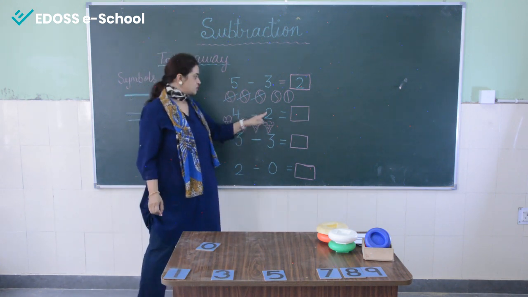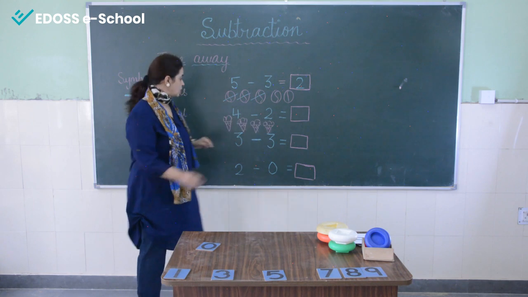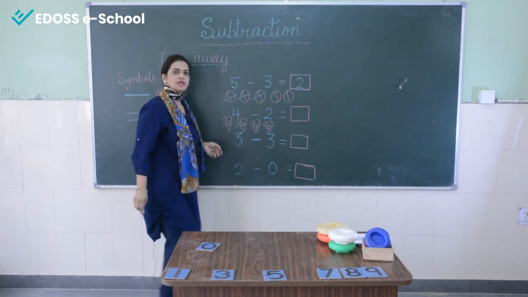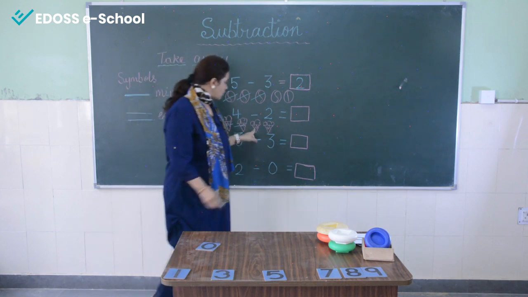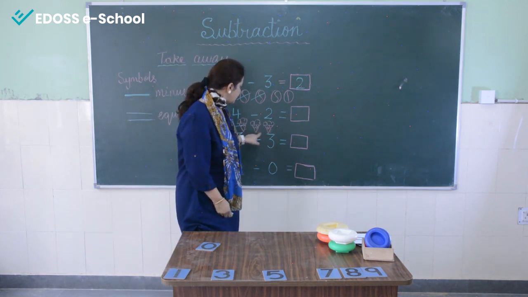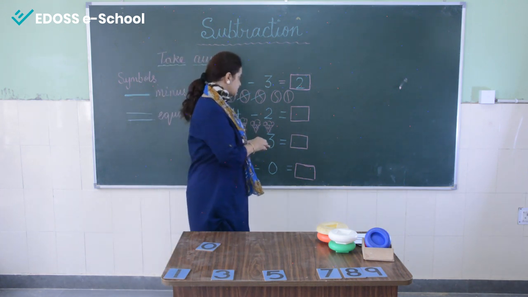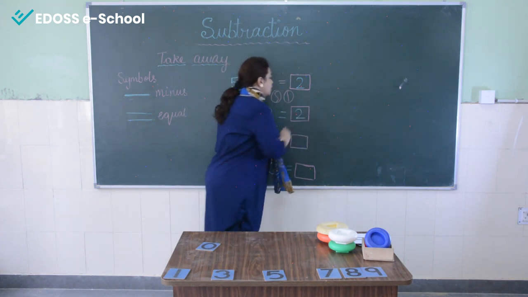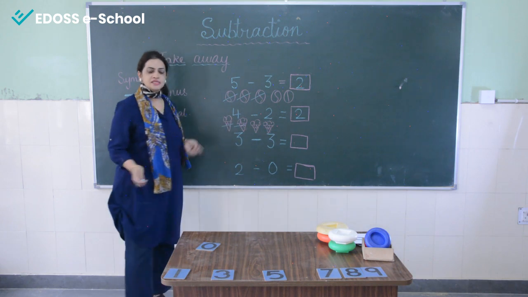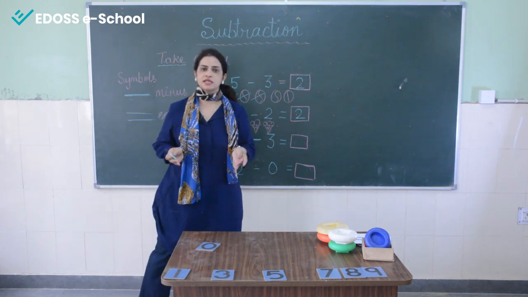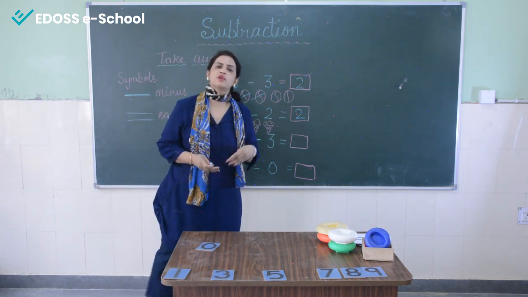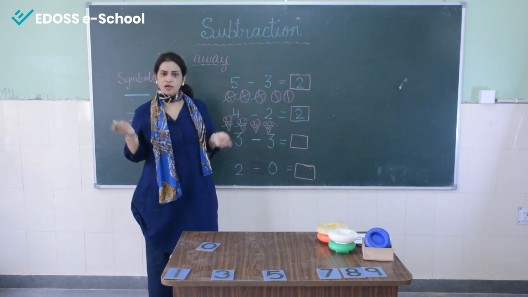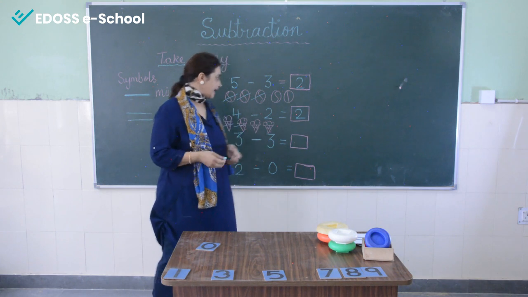And I have to deduct 2. So I will strike off 1 and 2 ice creams. Now count with me how many ice creams are there. 1 and 2. So we can say 4 minus 2 is equal to 2. So this is how you can do subtraction by drawing objects. You can draw balls, you can draw lines, you can draw dots or anything which you like.